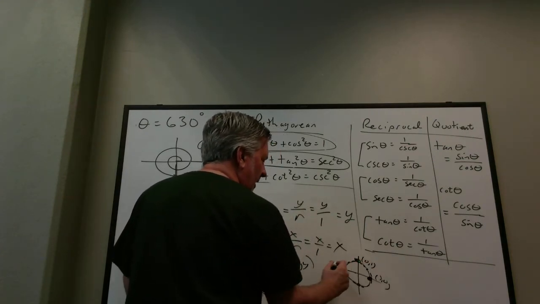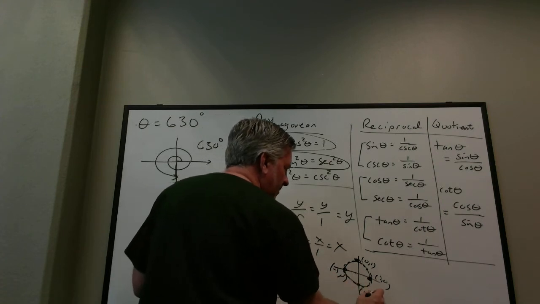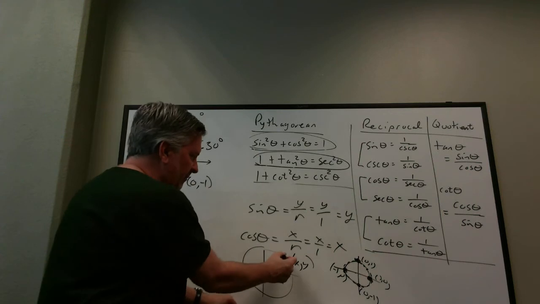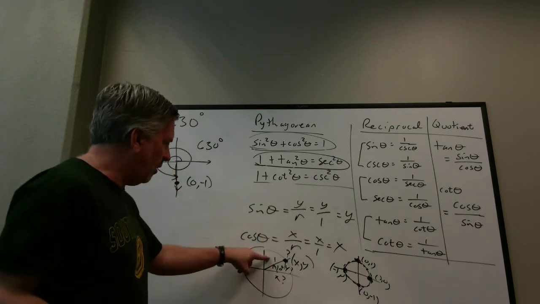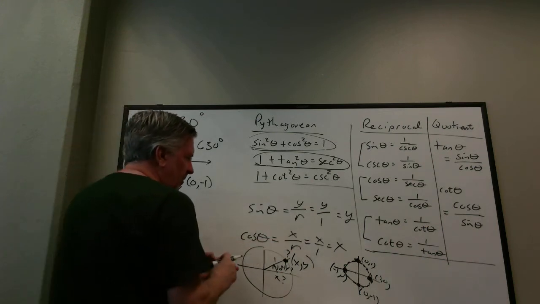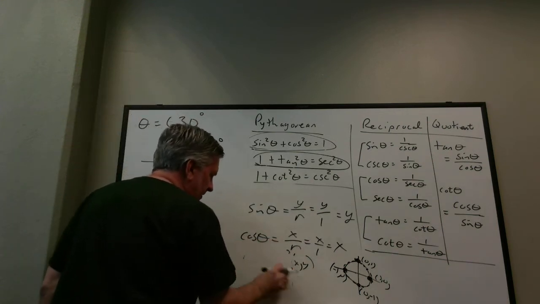That's the point (0, 1). That's the point (-1, 0). That's (0, -1). So for the quadrantals, it's easy to tell me what the coordinates are. If it's not a quadrantal, r is 1, but what are x and y? Who knows? So I'm only going to use the unit circle when I do quadrantals.